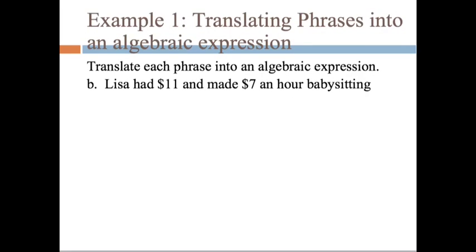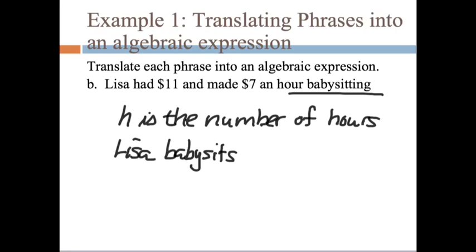In this example, we're presented with the idea that Lisa has $11 and made $7 an hour babysitting. Now the unknown, as you might see, is the hours babysitting. We have no idea how long she babysat. So what we're going to do is use that. First, we'll define that variable. So H is the number of hours Lisa babysits.